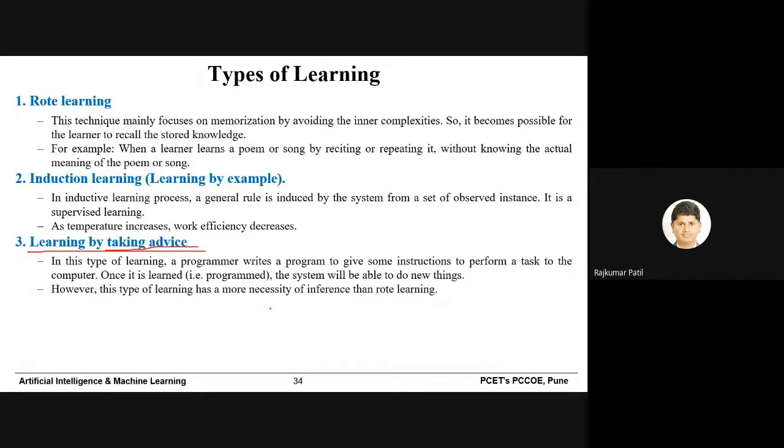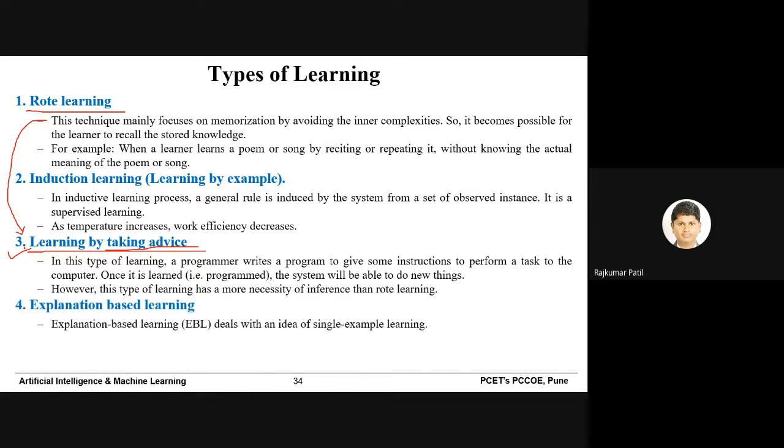So along with your knowledge, some external advice is also essential, and this will help in improving the knowledge base. In other words, we can say that it is an improvised version of rote learning, wherein in rote learning we never understand the inner complexities. We just memorize without understanding its meaning. However, in the case of learning by taking advice, it is the next level.